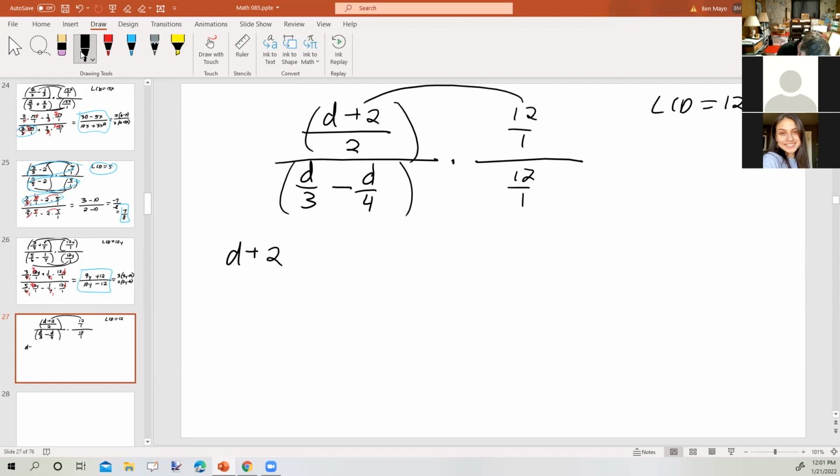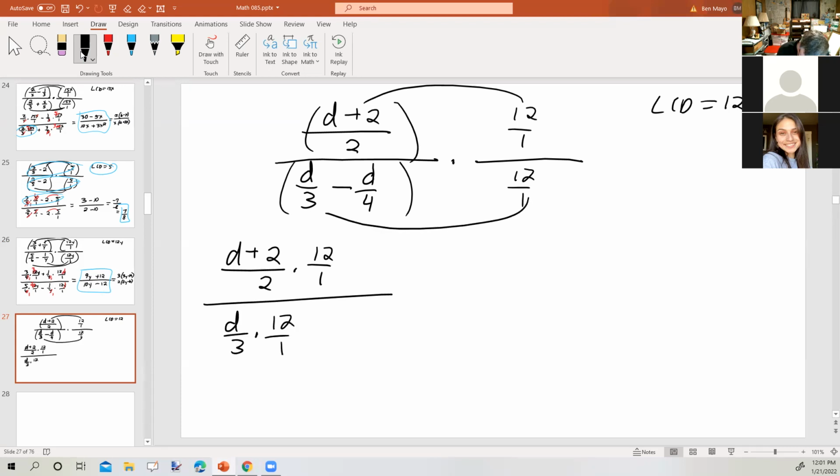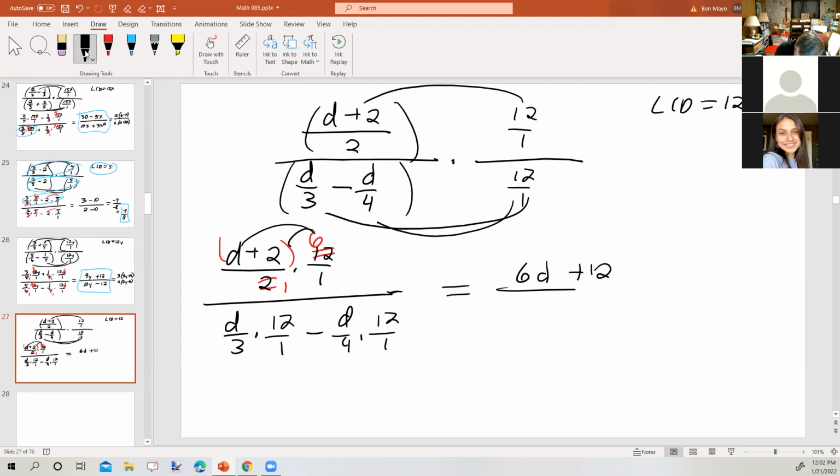We've got D plus 2 over 2 times 12 over 1. That's all there is in the numerator, isn't there? In the denominator, we've got D over 3 times 12 over 1 minus D over 4 times 12 over 1. Okay. So now in the numerator, I can take the 12 over 2 and reduce it to a 6 over 1. Okay. Then I'm going to distribute and I'm going to get 6D plus 12. Okay. Any questions there?